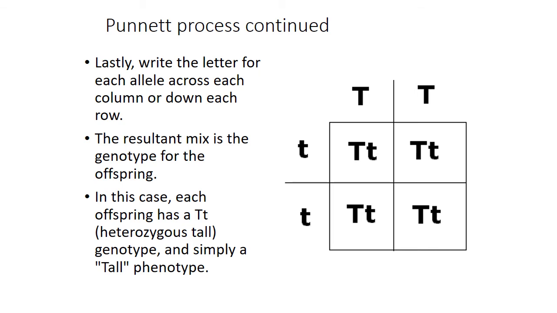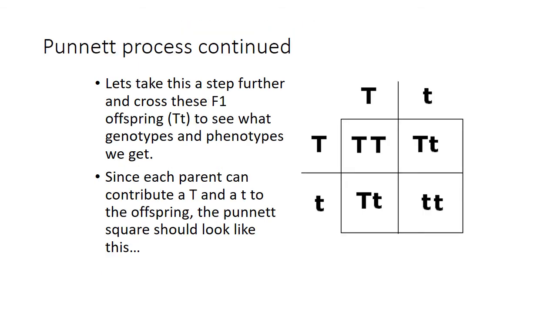The resulting mix is a genotype for a ratio of offspring. Here, every single one of these children or potential children are all heterozygous. It's 4 out of 4, or a 100% chance of this child being heterozygous for tall, and they carry that little allele.